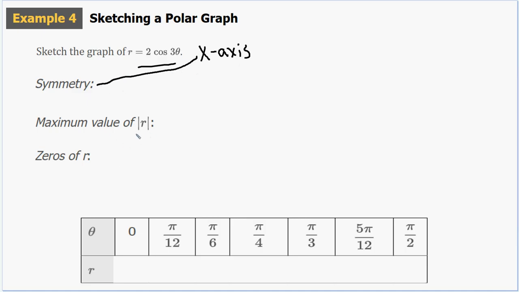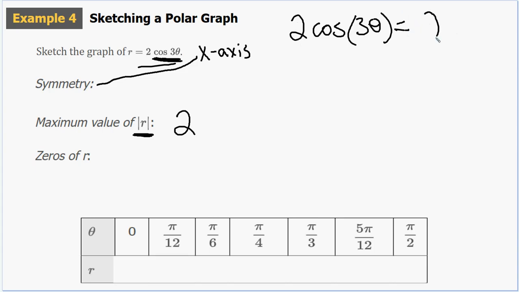The max value of our distance from the origin, well, cos is always between 1 and -1. If it's a positive 1 times this 2, our maximum value should be 2. Now the zeros, if I set 2 cos of 3 theta equal to 0, I could divide this 2 out. 0 divided by 2 is 0.